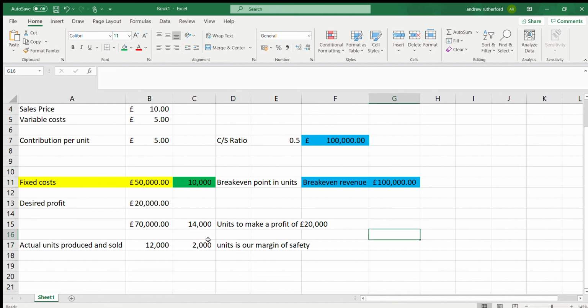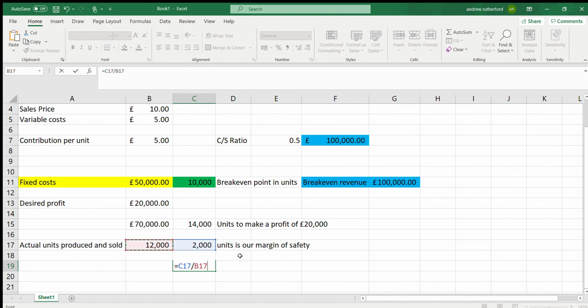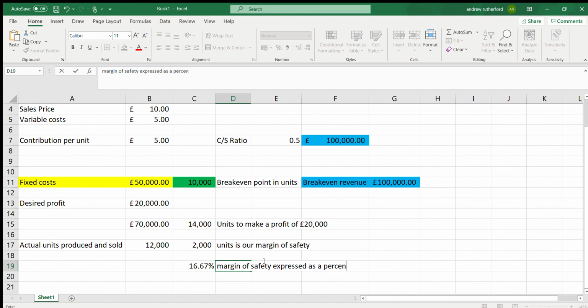We're in the clear there. If we, with those 2,000, that's all profit. But they might want it expressed as a percentage. So what is that as a percentage of the units we actually produced and sold? Well, that's simply 2,000 divided by the 12,000 we actually sold. Not very attractive. There's lots of ugly figures, so let's just put that to 2 decimal places. Expressed as a percentage.